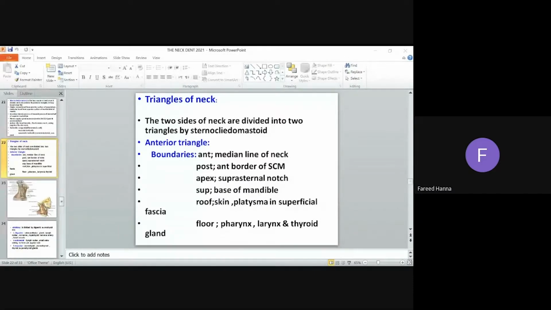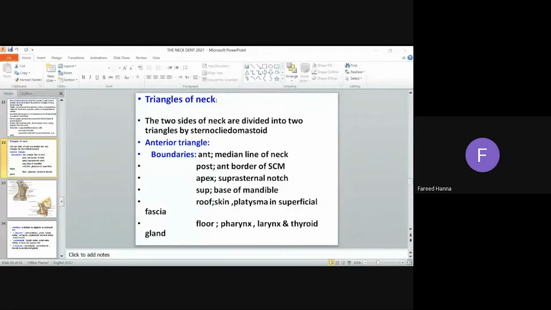The posterior triangle. The posterior triangle is bounded anteriorly by the posterior border of sternocleidomastoid, posteriorly by the anterior border of trapezius. The base of it is the middle third of the clavicle, and the apex is the meeting of sternocleidomastoid and trapezius on the superior nuchal line. Again, it's covered by skin, superficial fascia, and investing layer of deep cervical fascia. The floor of it is the muscles of the prevertebral region covered by prevertebral fascia.